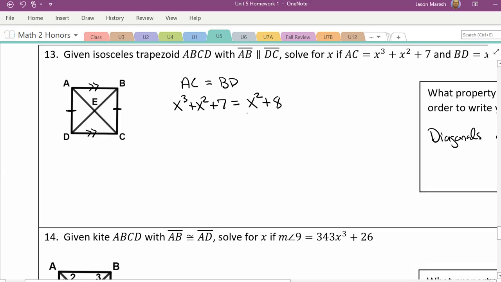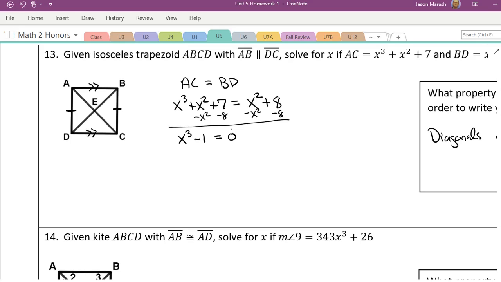And I'm going to set the right side equal to 0 by subtracting x squared and 8 from both sides of the equation. And what I end up with is x to the third minus 1 is equal to 0. Then I need to choose the appropriate type of factoring.